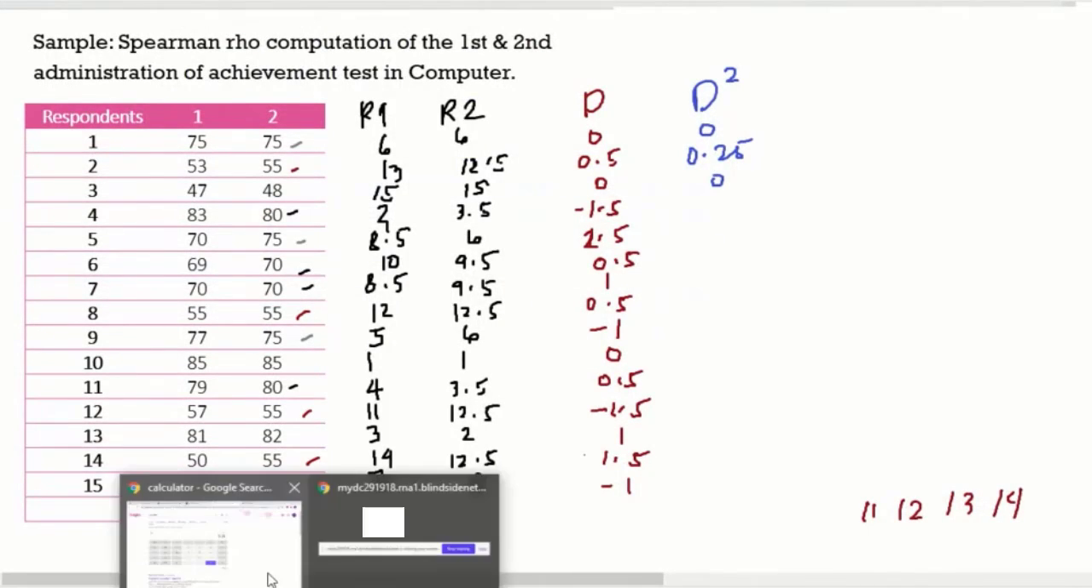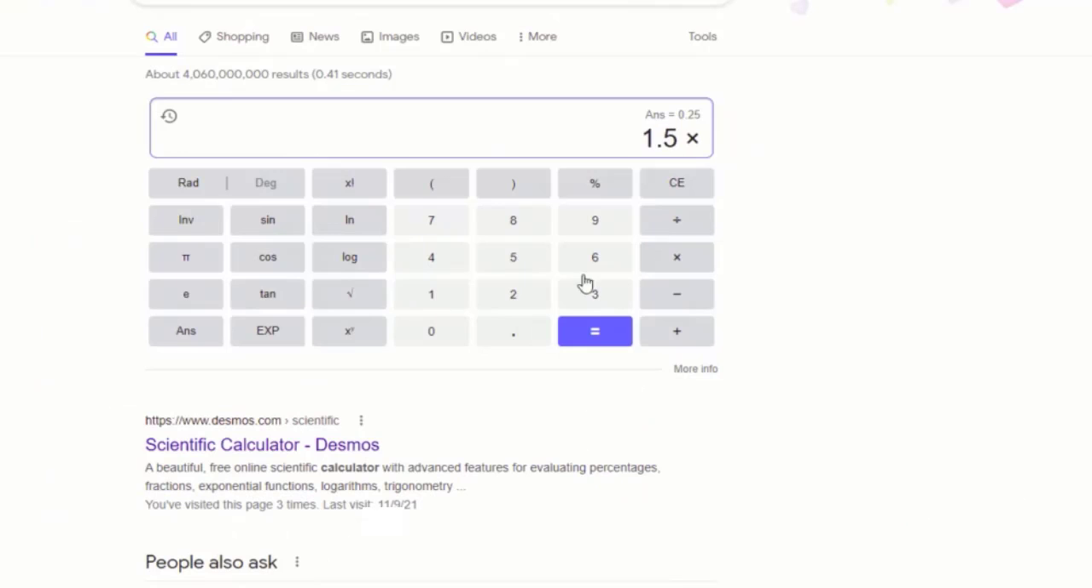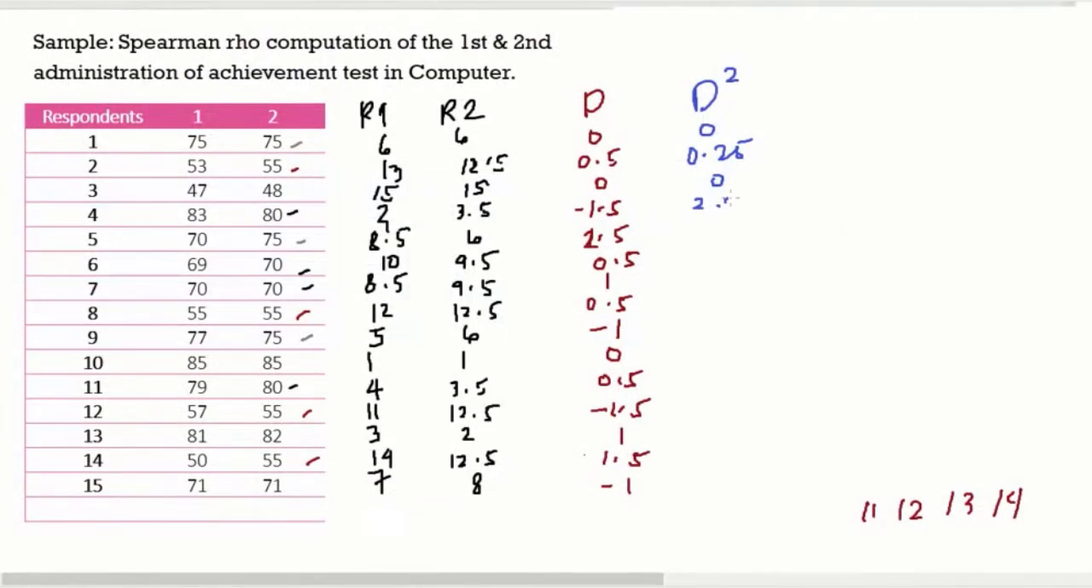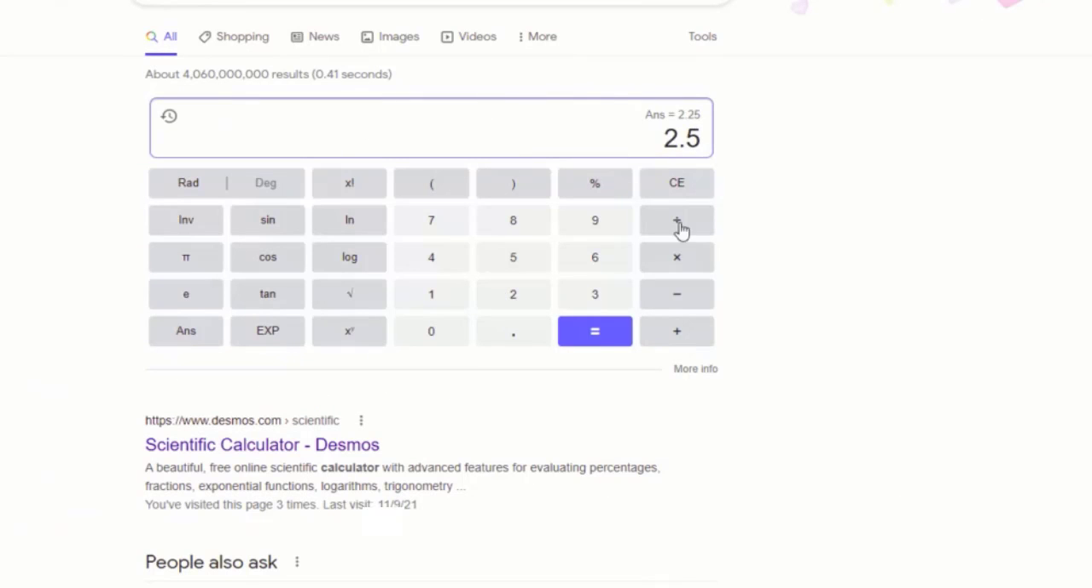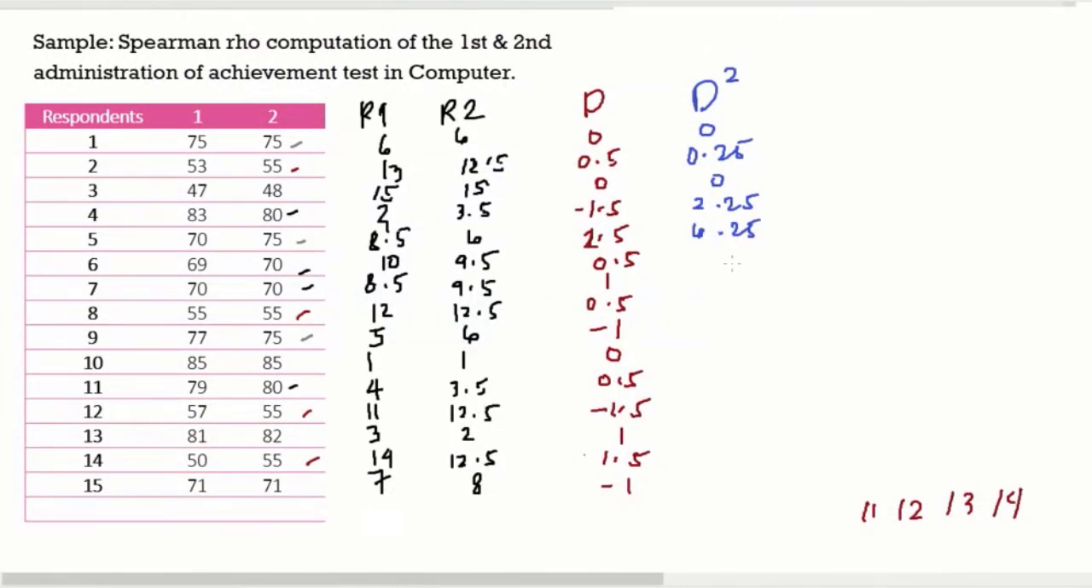1.5, guys. Ano ang square? 1.5 times 1.5. 2.25. Okay. 2.5 square. 2.5 times 2.5. 6.25. 0.5 is 0.25, 1, 0.25, 1, 0, 0.25, 1.5, 2.25, 1, 1.5, 2.25, 1. Now, ito yung ating summation of d square.